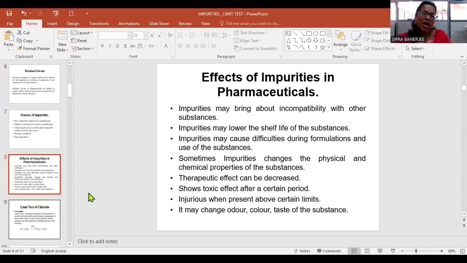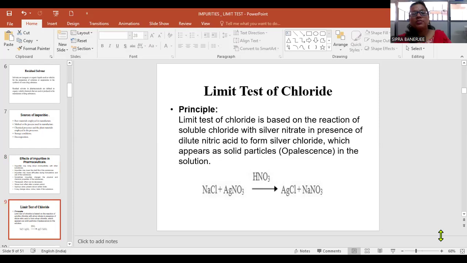Okay. Now, one by one, we will be learning the different tests. So, in our syllabus, there is a test of chloride, test of sulfate, test of arsenic, and test of iron.